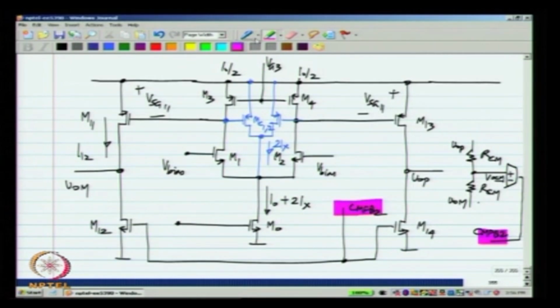Now, as usual, we may have to use a capacitor here, so that the common mode detector works properly for high frequencies. Okay. Now, this is exactly the same as what we were doing earlier. So, I will not go into the details of that again.